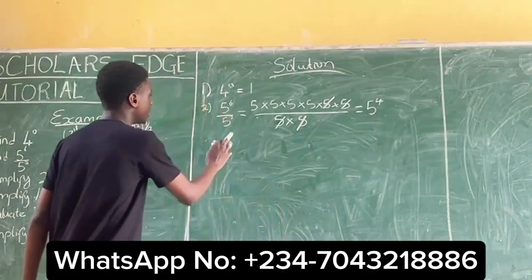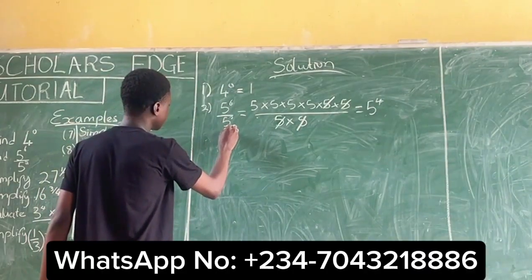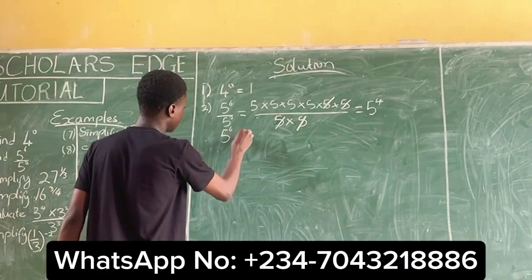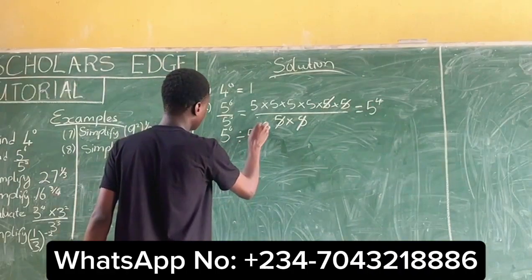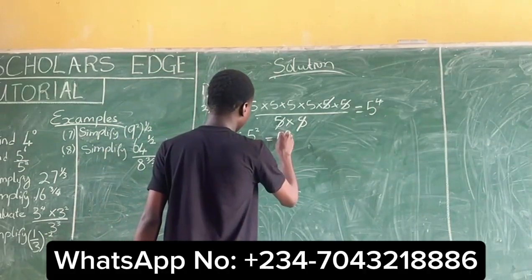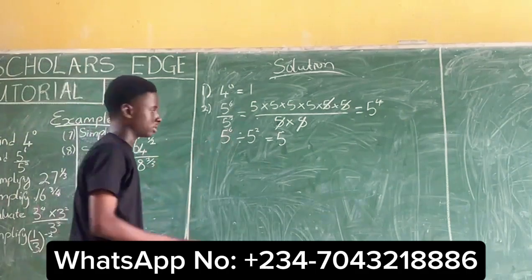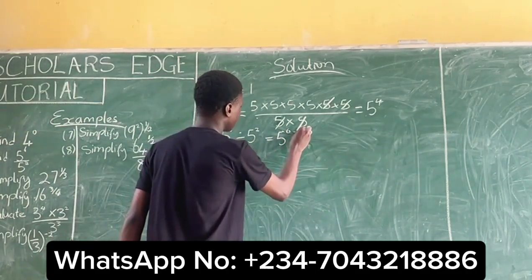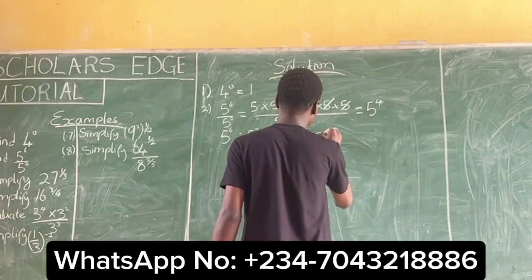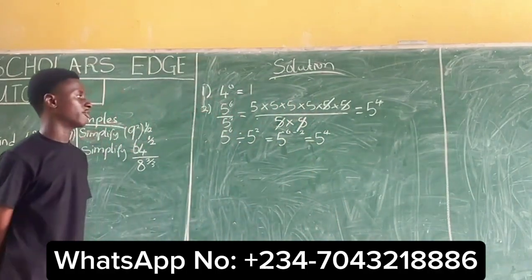Now, another way to solve this is 5 to the power of 6 divided by 5 to the power of 2. The bases are the same, which is 5. If you are dividing, you subtract the powers. 6 minus 2 is 4. So our answer is 5 raised to the power of 4.